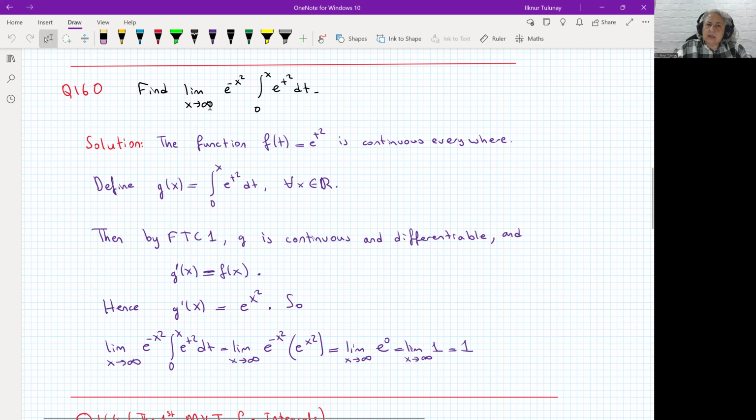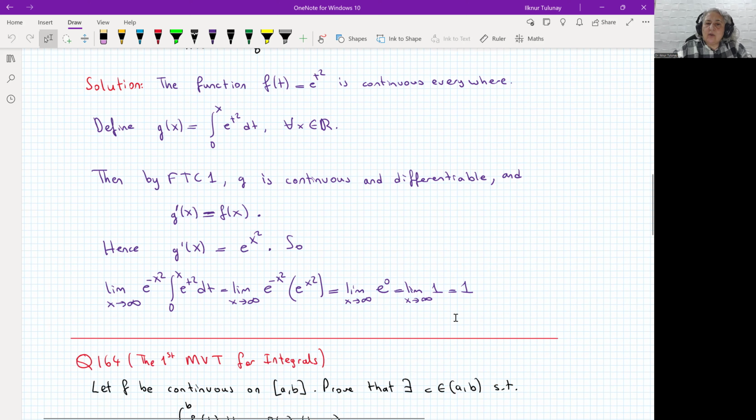So we have the limit as x goes to infinity of e to the minus x squared times this integral. But this integral itself is e to the x squared. That's what we used by using the fundamental theorem of calculus. This observation here we can use directly. So that is just e to the 0, which is 1. The limit as x goes to infinity of 1 is just 1. So that's the calculation. That makes life very easy.